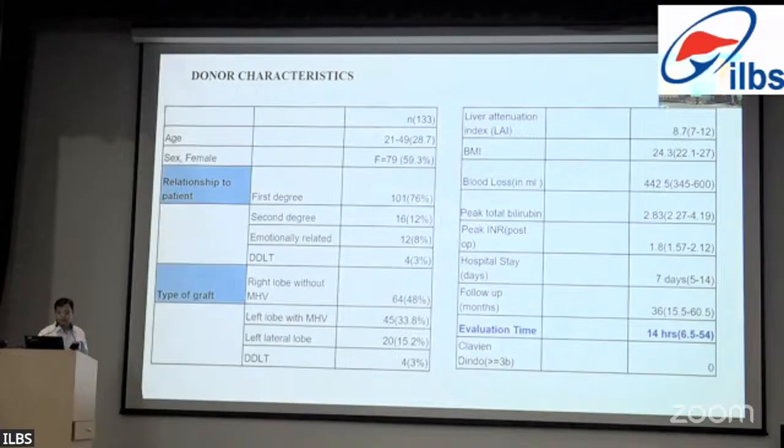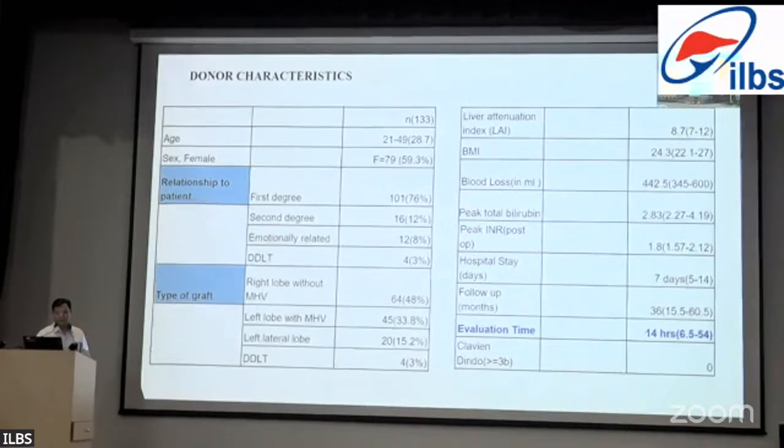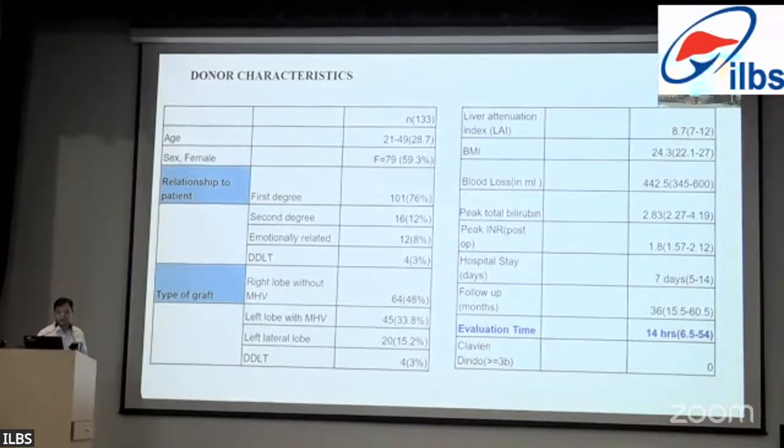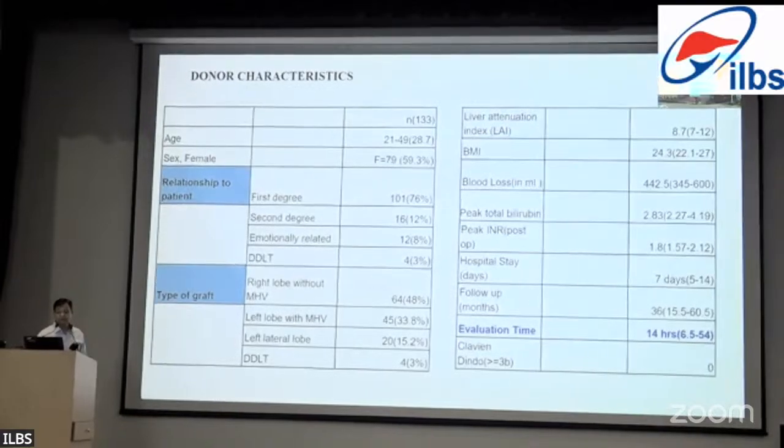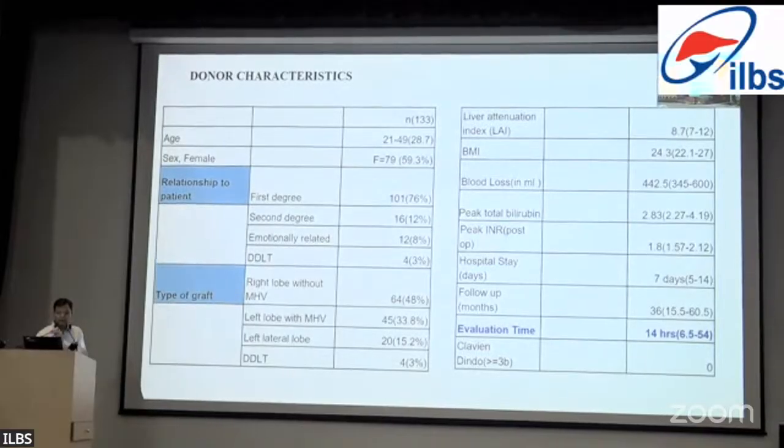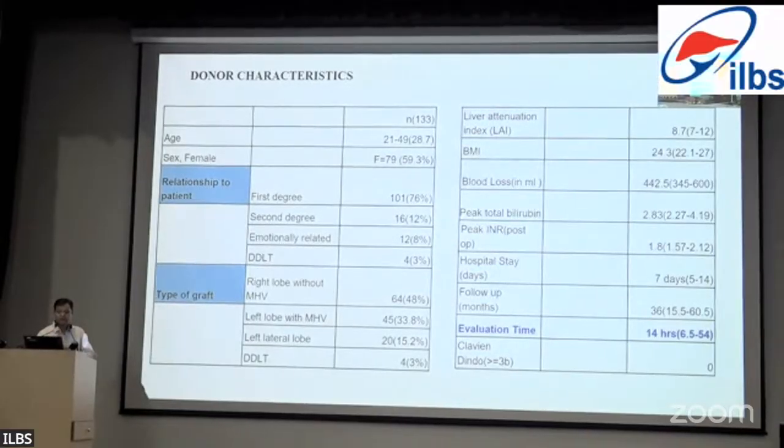Majority of them are first degree relatives, which is 76%, and DDLT accounts for 3%, that is 4 patients have been transplanted with deceased donor liver transplantation. The type of graft for both adult and pediatric, which we are going to see separately later on: the right lobe without MHV is 48%, left lobe graft is 33%, left lateral lobe is 15%, and deceased donor, 3% of the patients.